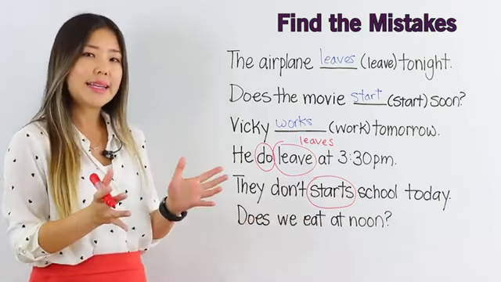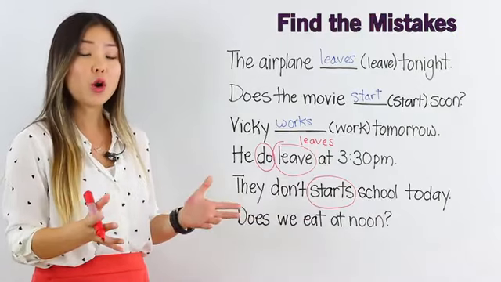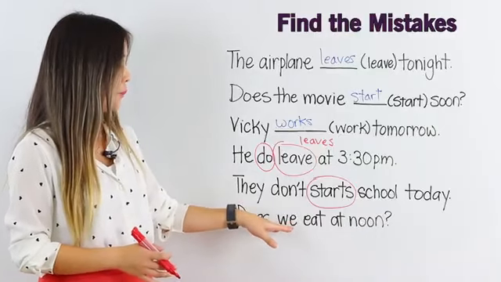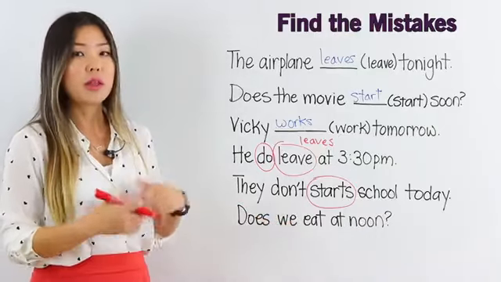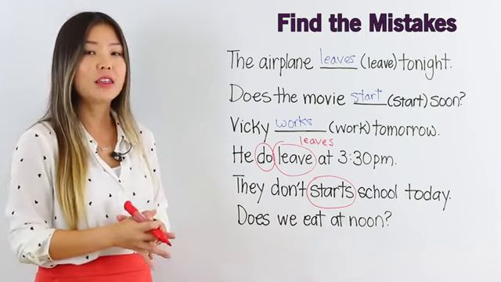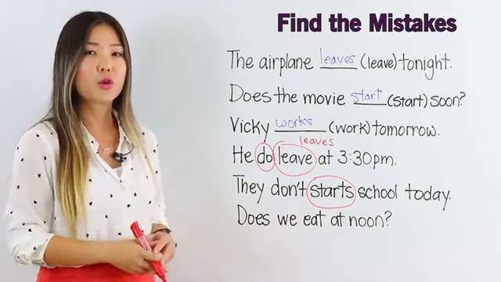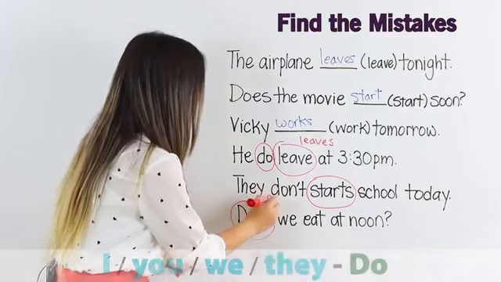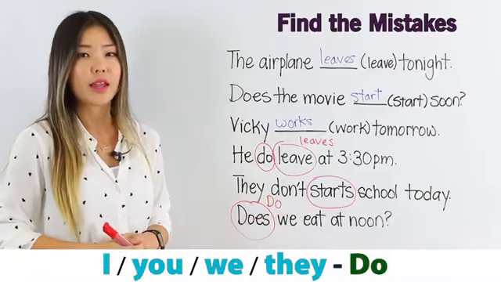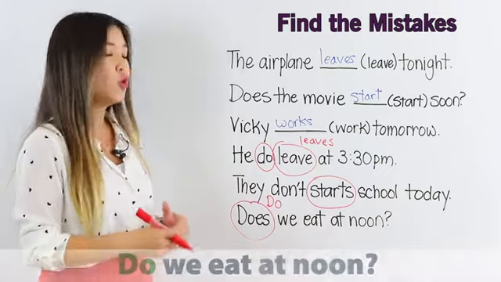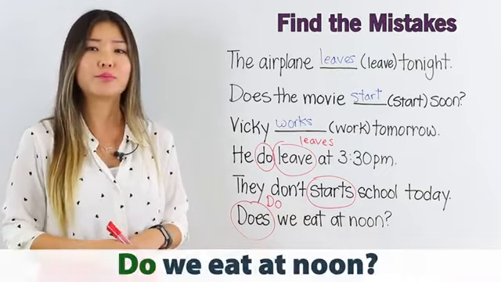Finally, does we eat at noon? Take a look. What is the subject or subject pronoun in this sentence? The correct answer is we. Think about the question form. Do we say do or does in the question form for the subject pronoun we? The correct answer is do. We say do. So the correct way to say this question is, do we eat at noon?